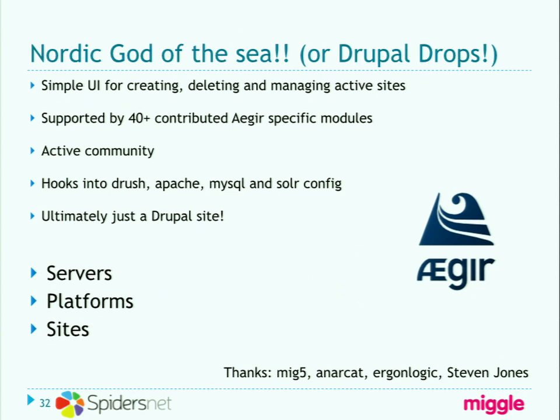So as I said, it had to be an open source stack, so we chose Aegir. I'm sure most people in the room here know what Aegir is, but if you don't, Aegir is the Nordic god of the sea. But in this case, it's a Drupal 6 site, with a great UI for creating and managing platforms, servers, and site instances. There's a very active community around it, and 40-plus contributed modules which handle different front-end and back-end tasks. But ultimately, it's just a Drupal site.